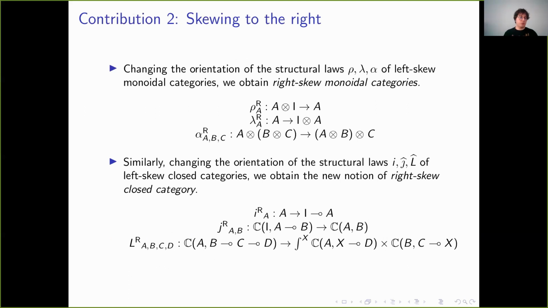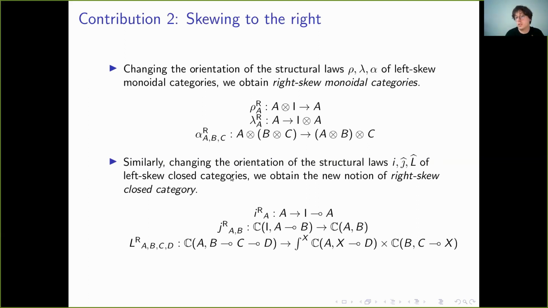And so the second contribution of our work is the fact that nothing forbids us in principle to just swap the orientation of all the structural laws in the left-skew monoidal category, and one will obtain something called the right-skew monoidal category. So now the structural laws are all in the other direction, and there are some 5 equations analogous to the one before. But it's more interesting what happens if you do the same thing with the left-skew closed category.